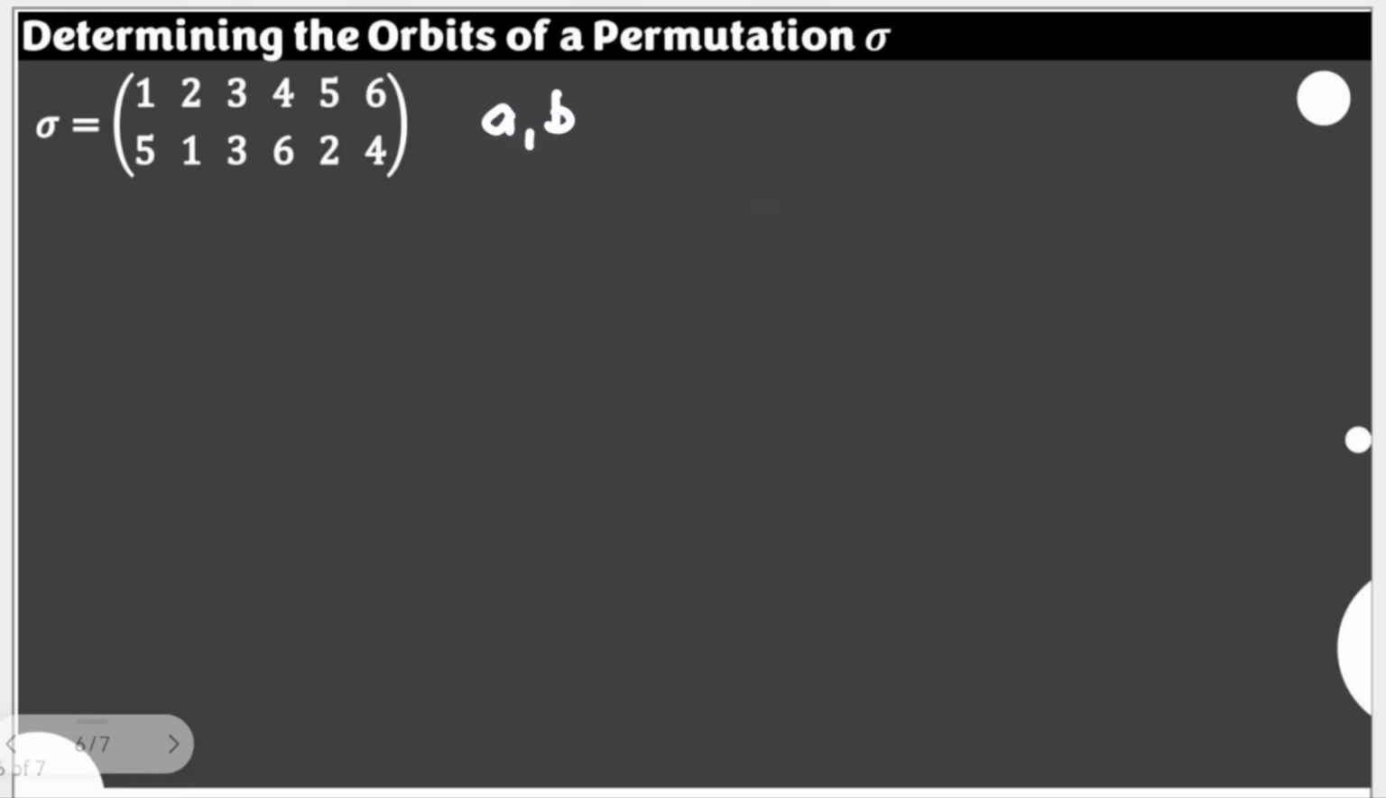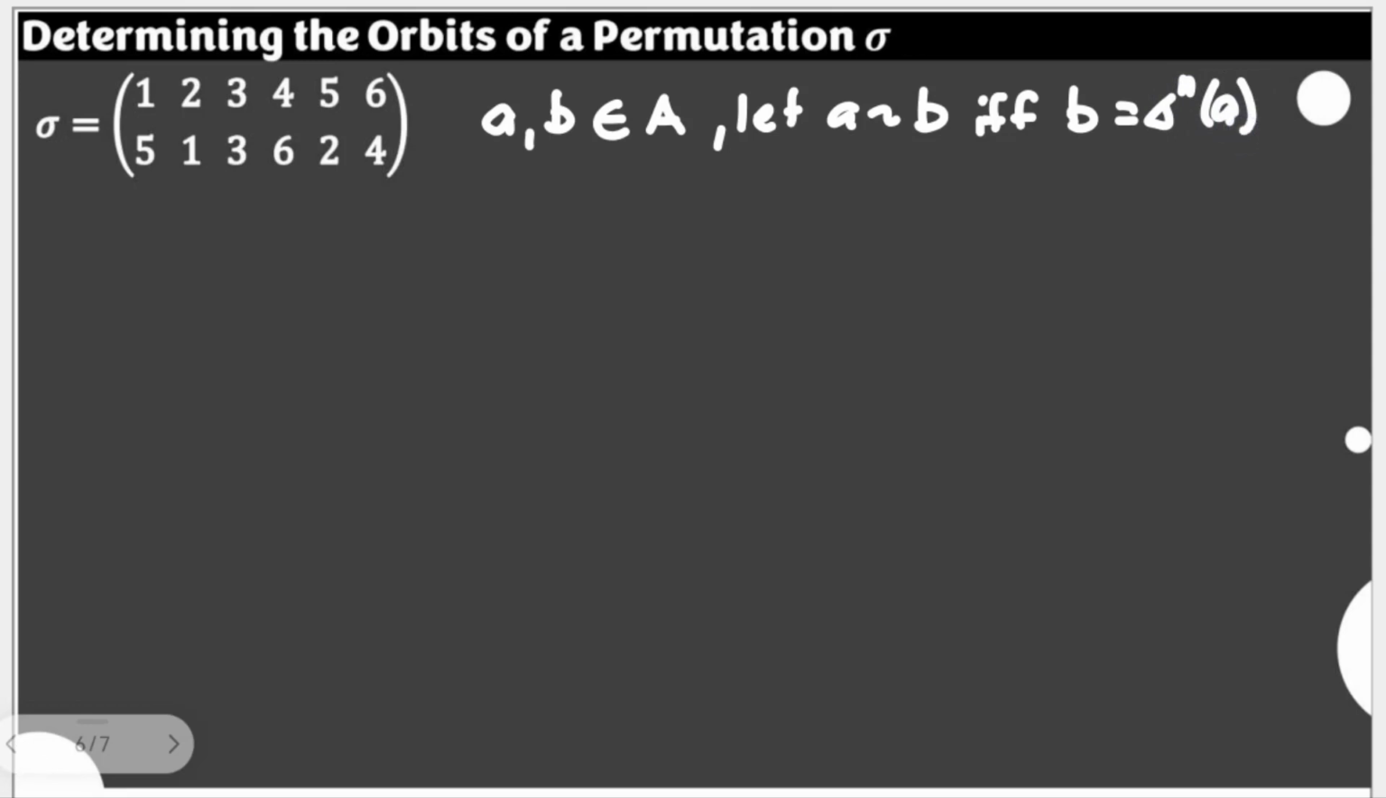For certain A and B elements of set A, which is the original set, in this case S6, let A be related to B if and only if B is the result when we map A n times, for some n an element of Z. So if we look for the relationship of A and B as elements of A, and B is the result of mapping A by multiplying our sigma n times, those are the elements of your orbits.